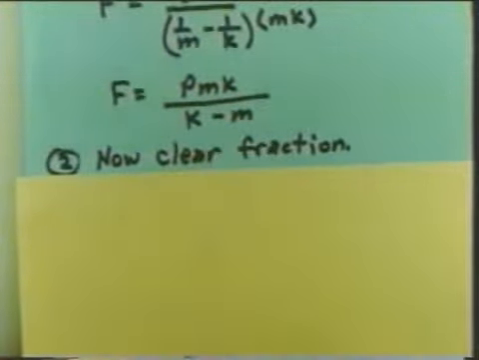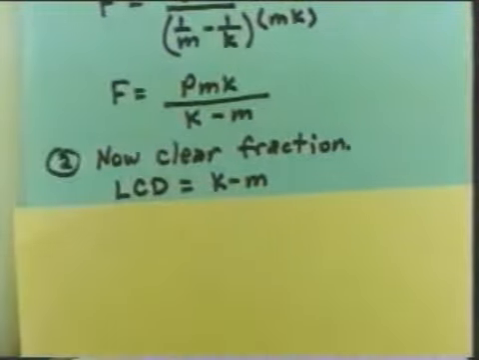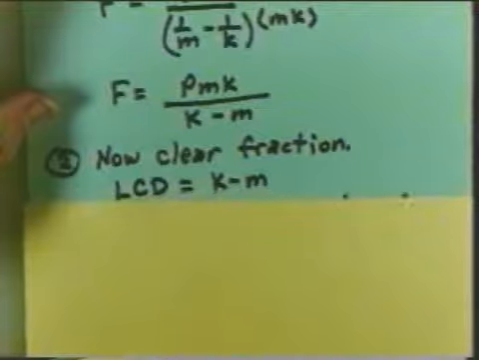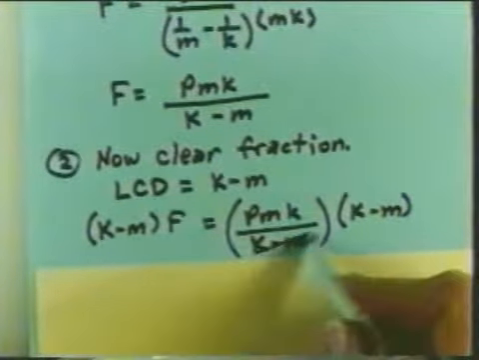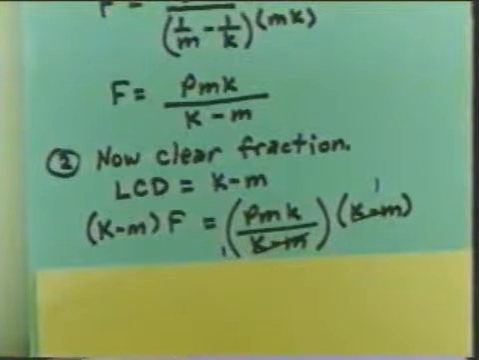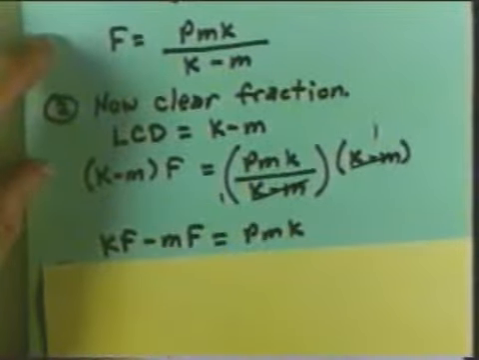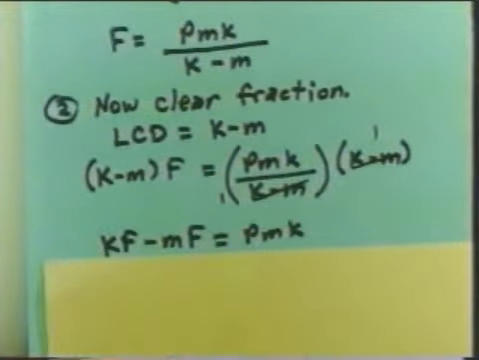Clear fractions. In this case there's only one fraction, so I've written now clear fraction. And to clear the fraction, we need to determine the least common denominator, which is, since there's only one fraction, k minus m. Multiplying by k minus m on both sides, you notice that nothing cancels on the left-hand side. On the right-hand side, k minus m cancels. And that leaves us pmk on the right-hand side. We distribute on the left-hand side to get kf subtract mf equals pmk.